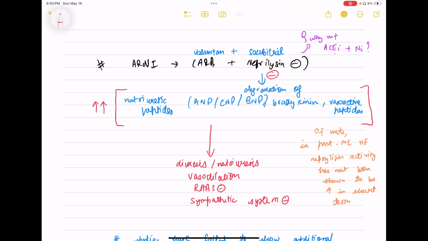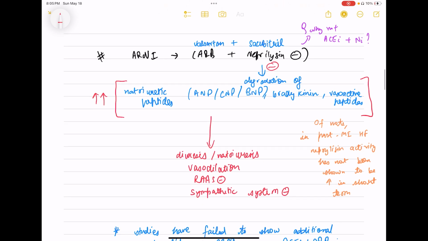Now, why not use ACE inhibitor with neprilysin inhibitor? So both of these agents would increase the risk of angioedema. And there was actually a drug that was initially developed with such a combination, but during development it was discontinued because of increased cases of angioedema. So it's only used with an ARB.